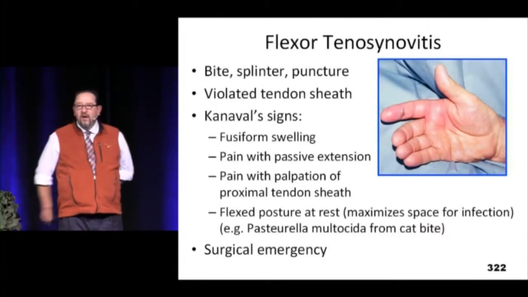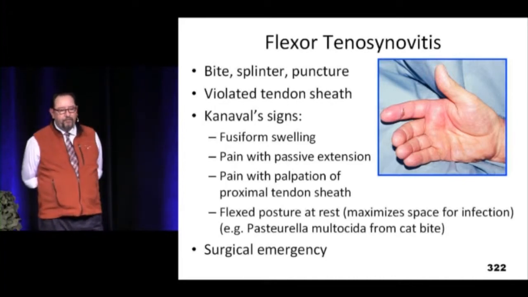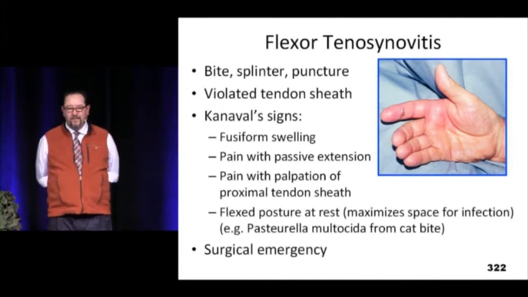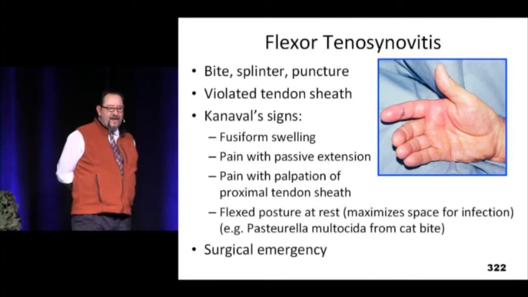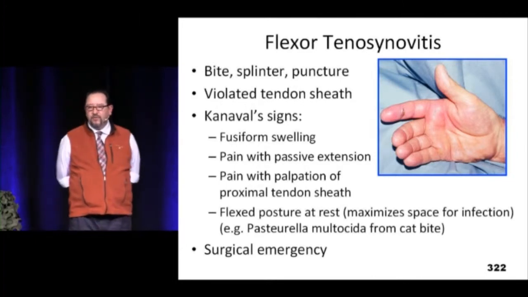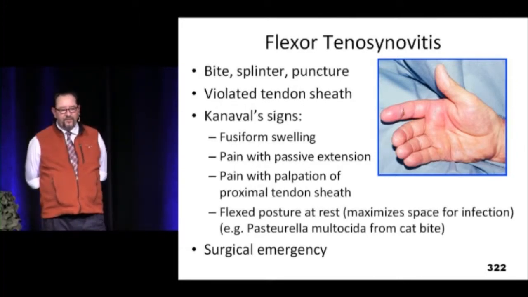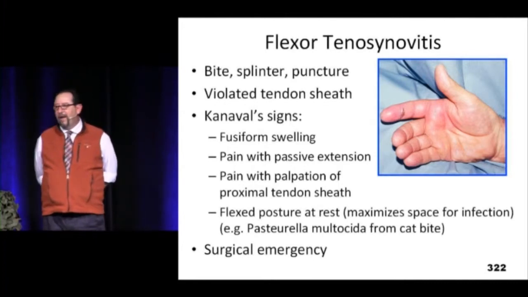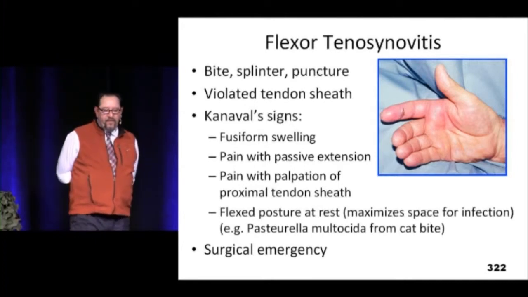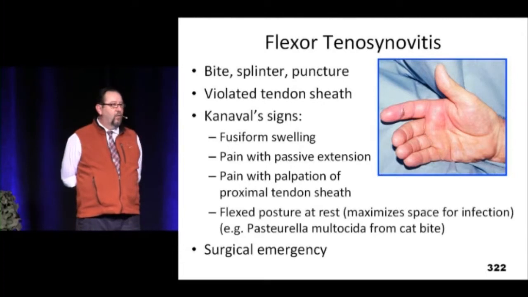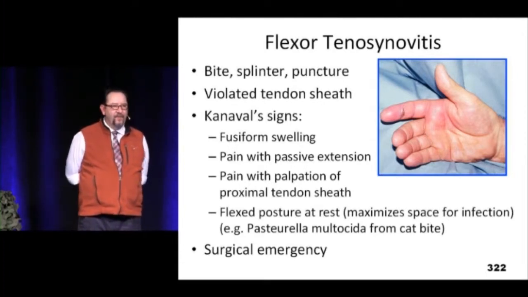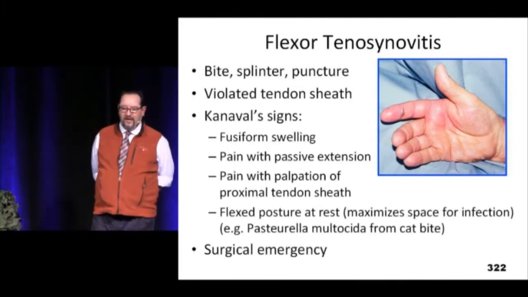FTS, flexor tenosynovitis: bite, splinter, puncture, cat bites in particular, violates the tendon sheath, and then you get Kanavel signs, which are fusiform swelling, pain with passive extension, pain with proximal palpation of the tendon sheath, and a flexed posture at rest. You'll notice that a red digit is not one of them. On exams, they tend to ask you if redness is one of Kanavel signs, and it's not.